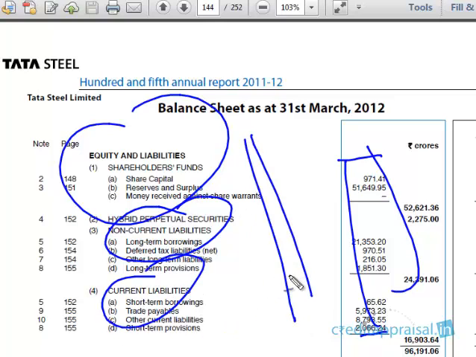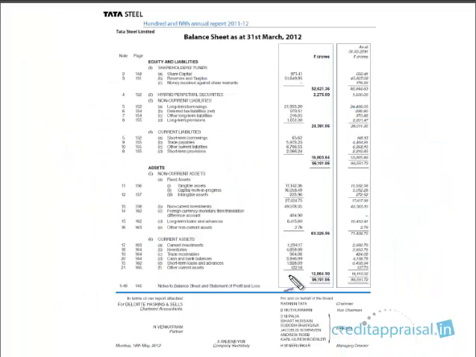We can then move on to the asset side. So these are the assets. So let us go ahead and do the classification. The first item is fixed assets. So tangible assets, capital work in progress, and intangible assets. So the first item is 11,142 crores, under tangible assets.